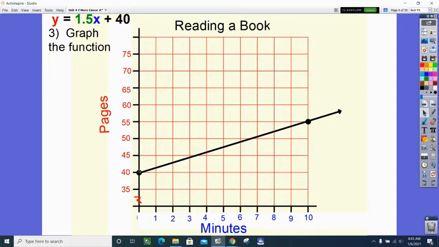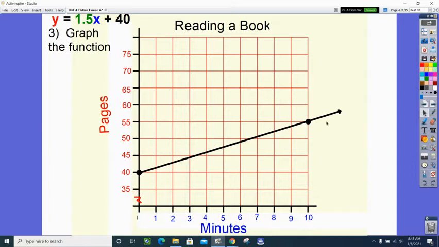Now, it is really hard on my scale to go up 1.5 and over 1, so using the slope to do the graph is impossible. I just need another point. So I chose to pick a number, and I picked 10 because that is easy math. And I plug it in. I substitute it in for x, and 1.5 times 10 would give me 15. Add it to 40 would be 55, and there's the second point.